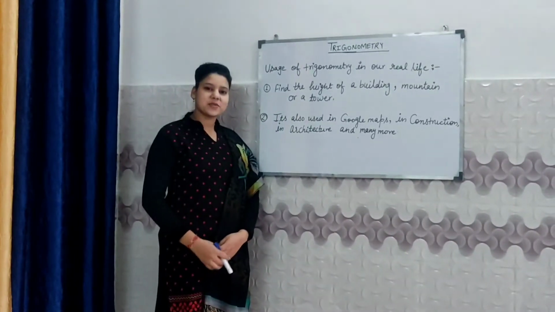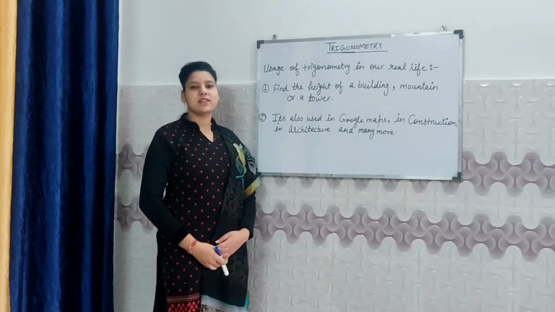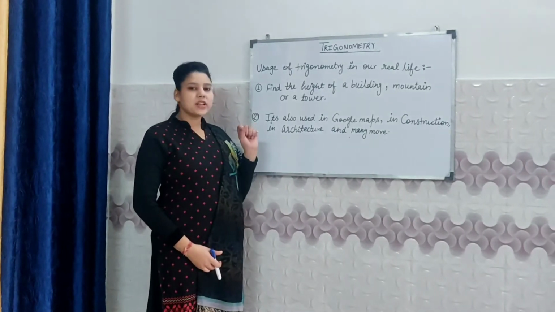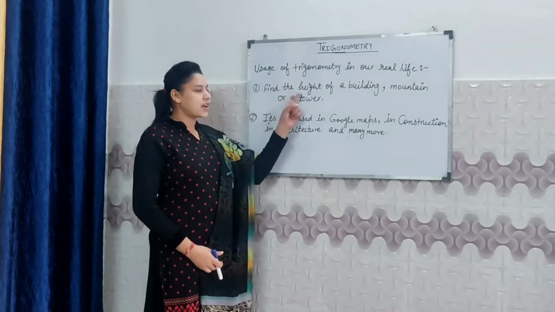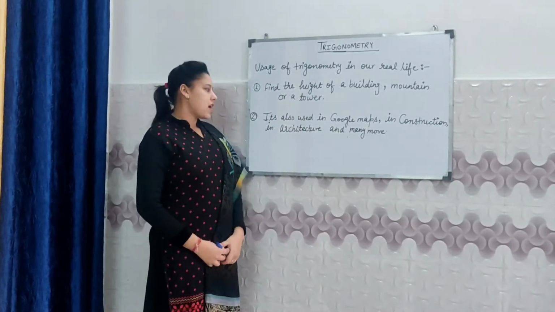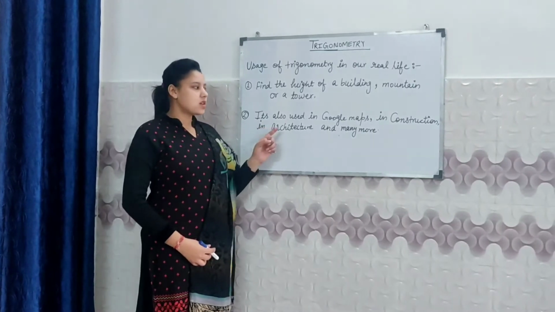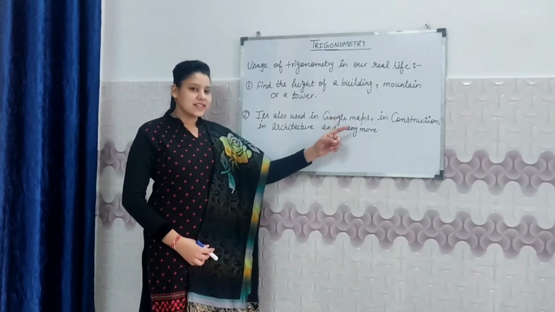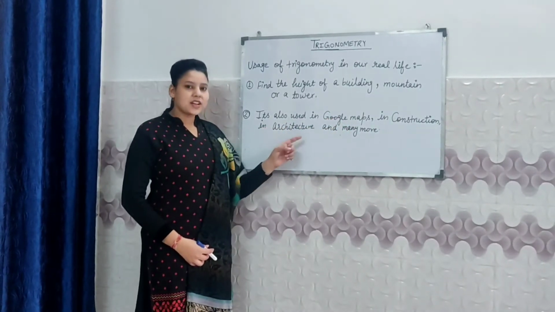Now we are discussing the usage of trigonometry in real life. Trigonometry is used to find the height of a building, a mountain or a tower. And it's also used in Google Maps, in construction, in architecture and many more.